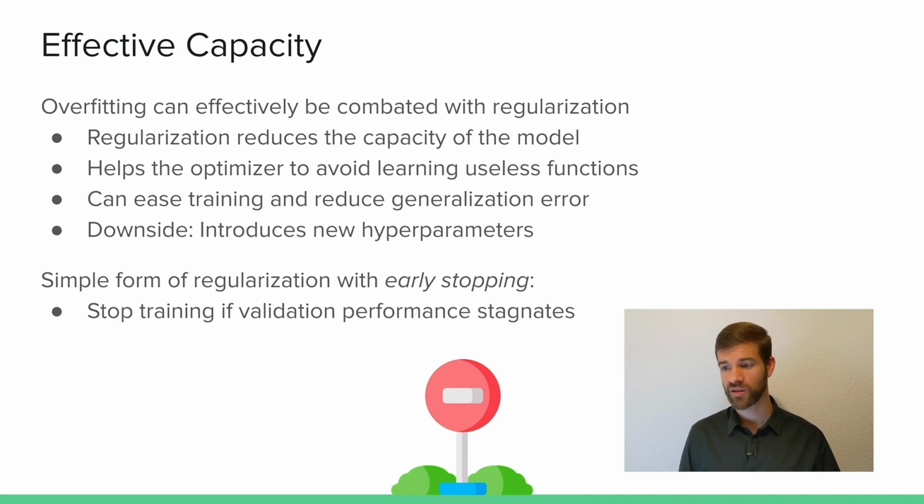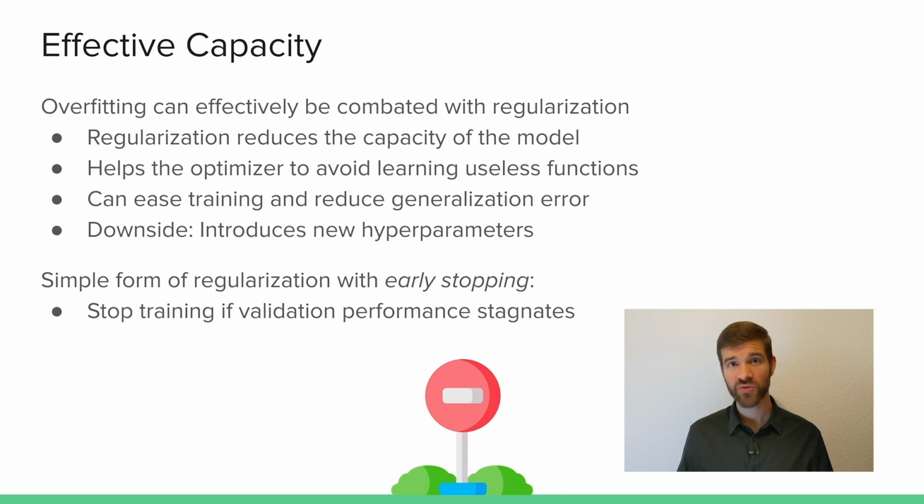So when we perform regularization, we're reducing the capacity of the model, which can help to optimize it to avoid learning useless functions, and it can ease training and ultimately reduce the generalization error, which is what we want. We want to have a generalization error that is as low as possible. Downside, if we introduce regularization, we are introducing new hyperparameters. And as soon as we introduce new hyperparameters, well, we have to do more work.